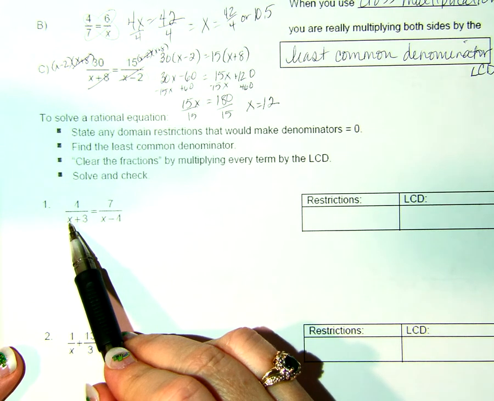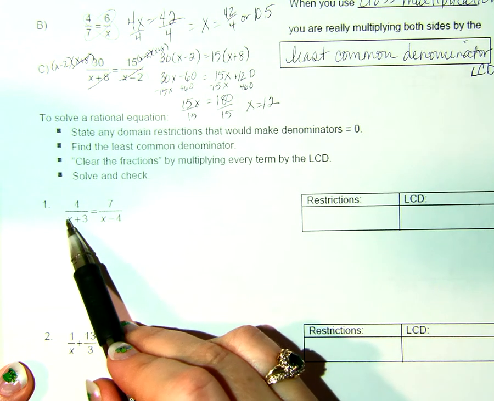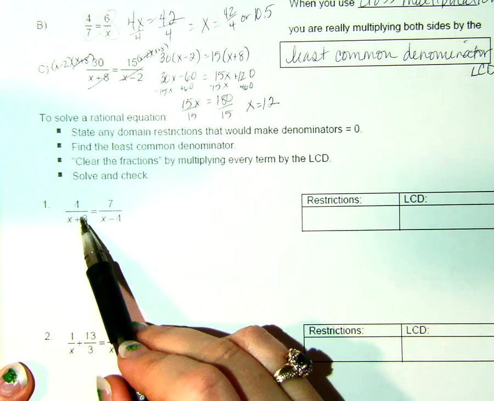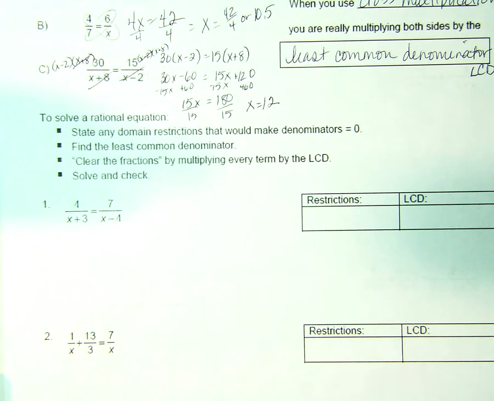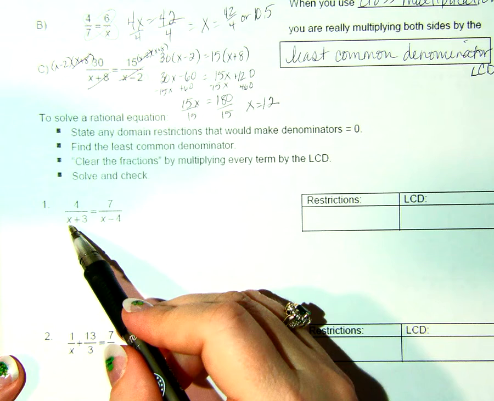-3? Oh, -3, because -3 plus 3 equals 0, which makes that denominator equal 0. Who is allowed to divide by 0?